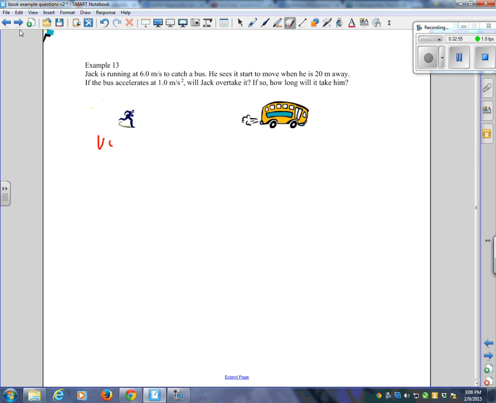He's running at a constant speed. V bar equals 6. He sees it start to move when he is 20 meters away. So that distance there is 20 meters. The bus accelerates at 1 meter per second squared.